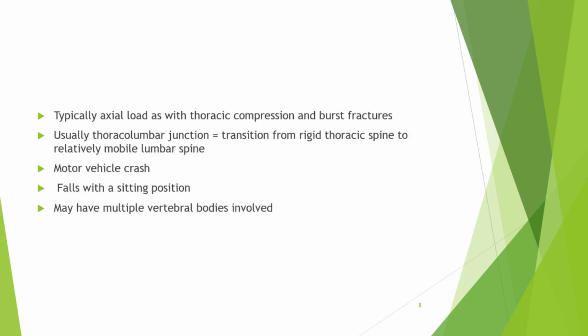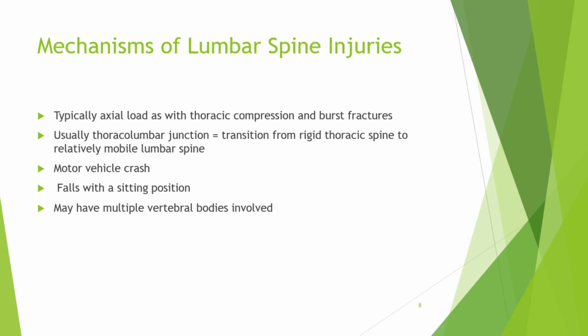Axial loads cause compression or burst fractures. The thoracolumbar junction signifies the transition from the immobile segment of the spine to the more mobile lumbar spine, which predisposes this area to be more susceptible to fracture dislocations.